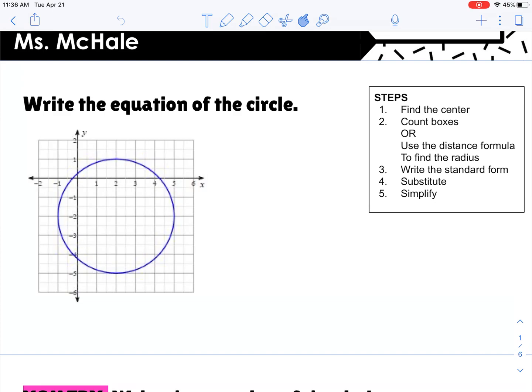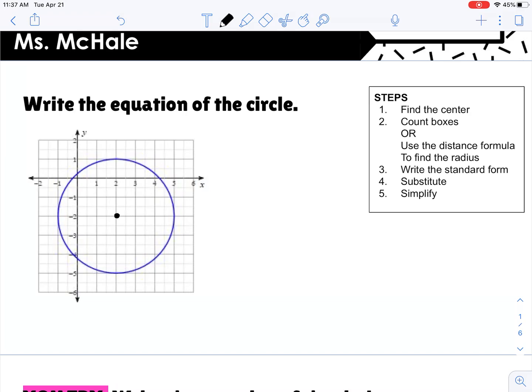So first, we need to find the center of the circle. And usually this is something you can kind of eyeball, right? It looks like it would be right here. Oh, whoops, let me use the pen. Right, and you can tell it's the center because there's 3 boxes to the right of it, 3 boxes to the left, 3 boxes up, 3 boxes down. It's the center of the circle because it is the equal distance from the center to the outside circle no matter which direction you go.